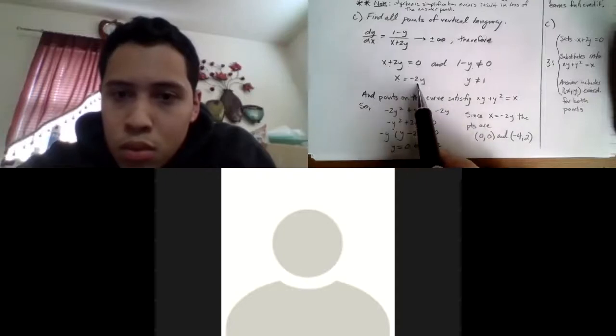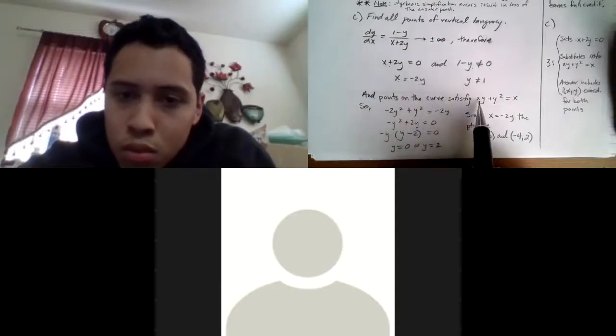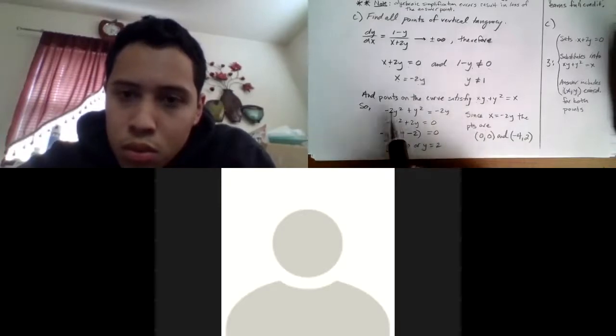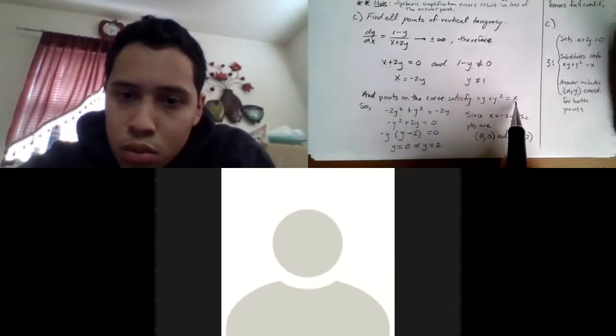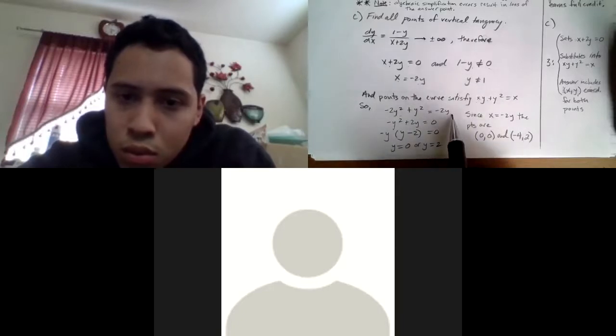So since x equals negative 2y is a requirement, I'm going to replace the x here in the x and the xy with a negative 2y. So it'd be negative 2y times y, or negative 2y squared. Then over on the right-hand side, the x gets replaced with negative 2y.